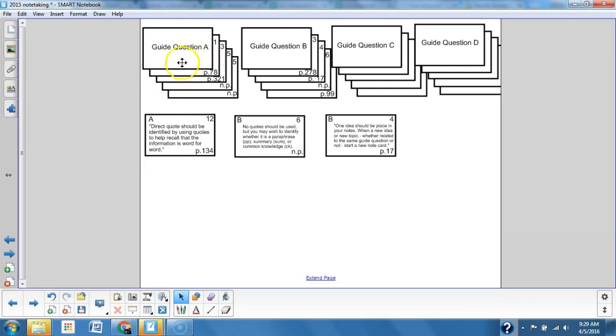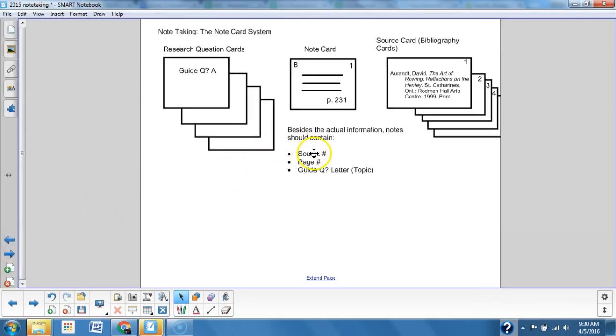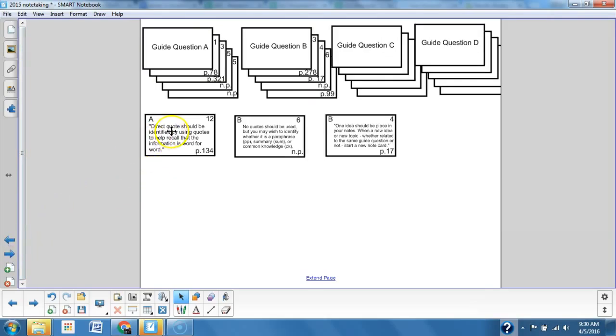First of all, when you take an actual note card, and let me just jump back here, you always need a source number of where you get the information. You need the page number that you found it on, and then you need your guide question letter that it's answering. And here again: guide question, source number, page number, and then the actual information. So going back to our slide here, you'll note the guide question, source number, page number.